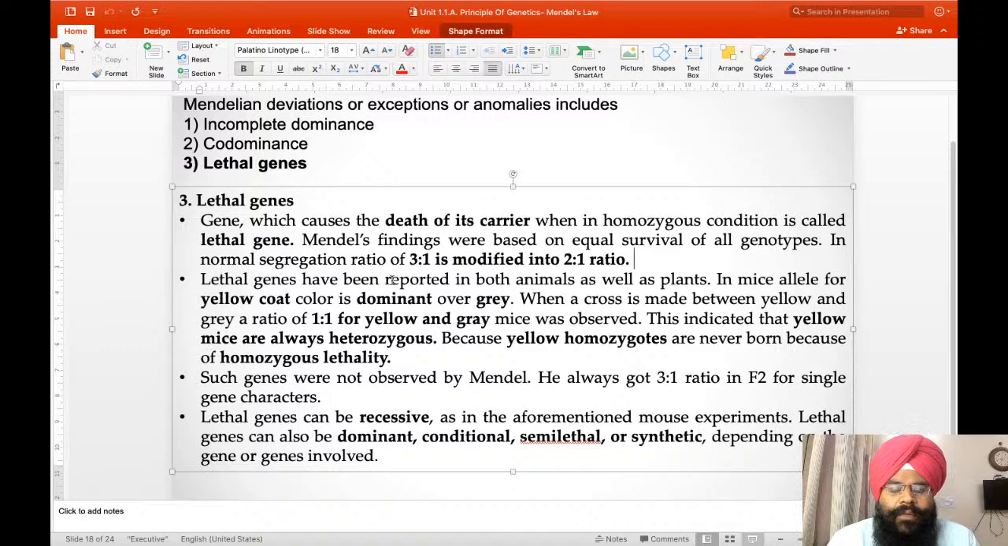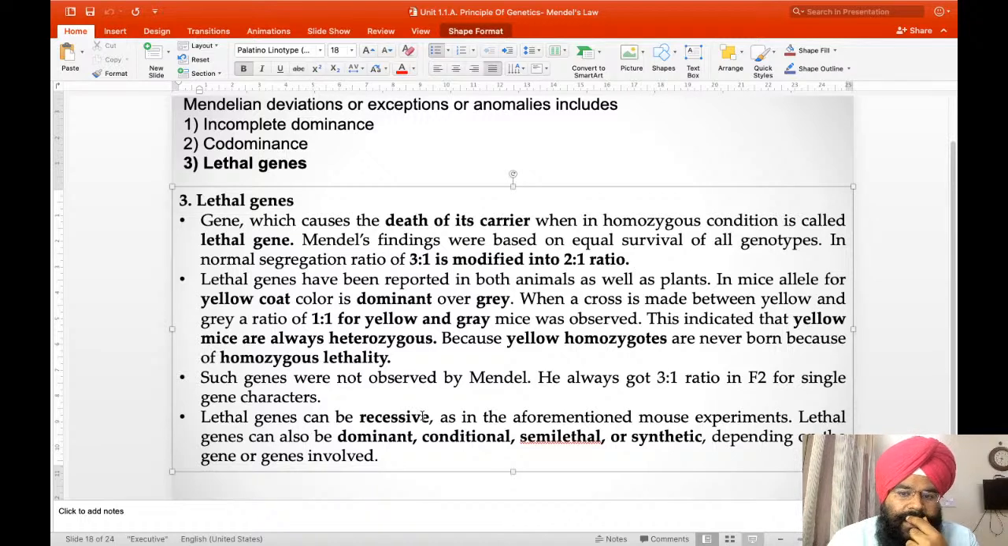Lethal genes have been reported in both animals and plants. In mice, the yellow coat color allele is dominant over gray. When a cross is made between yellow and gray mice, a 1:1 ratio was observed. This indicates that yellow mice are always heterozygous, because yellow homozygotes are never born due to homozygote lethality. Such genes were not observed by Mendel, so he never studied them. He always gave a ratio of 3:1, never 2:1. So that was something new for Mendel also.